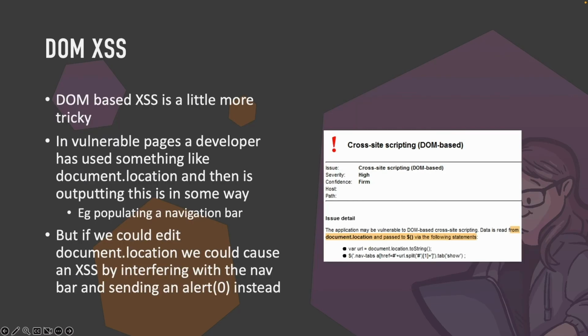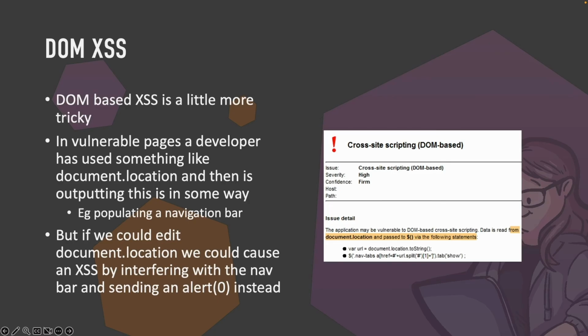Now, the next type of XSS, and the one that I found, is a DOM-based XSS. So they're a little bit more tricky. In a page vulnerable to DOM-based XSS, something is happening that's using the DOM of the page. For example, maybe it's using something like document location to populate the navigation bar and add whether or not that's the selected link. So as long as you can edit document location, you can interfere with the nav bar. But really this counts for any page which is using JavaScript to do something on the page.